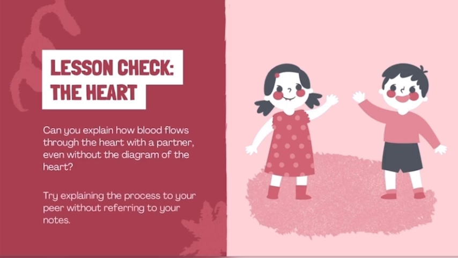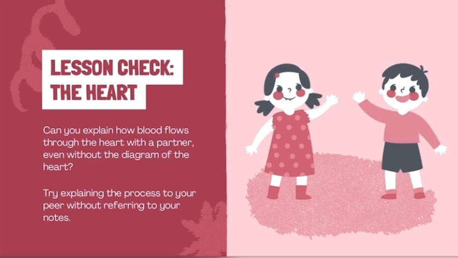Lesson check. The heart. Can you explain how blood flows through the heart with a partner, even without the diagram of the heart? Try explaining the process to your peer without referring to your notes. And don't forget to write the precious notes. Okay, let's move on.